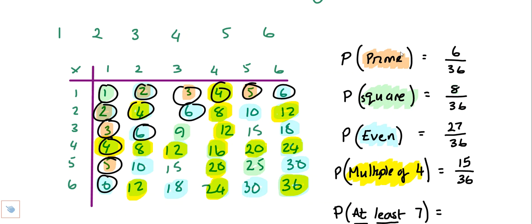So the probability of not prime would be 1 minus 6 over 36, which would be 30 out of 36.